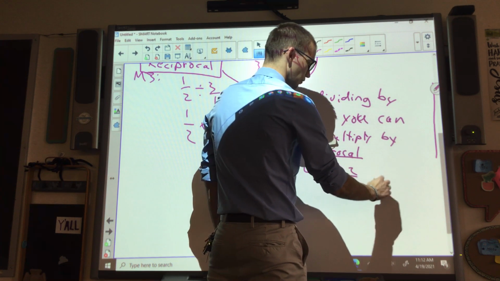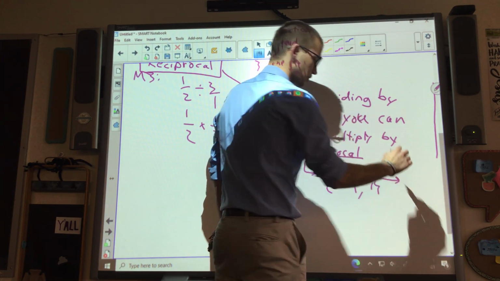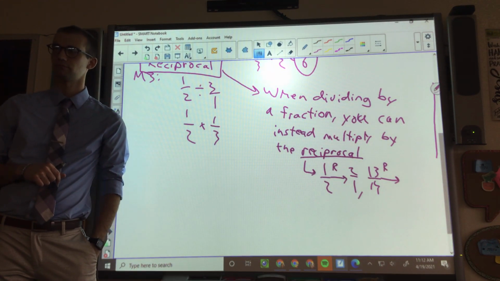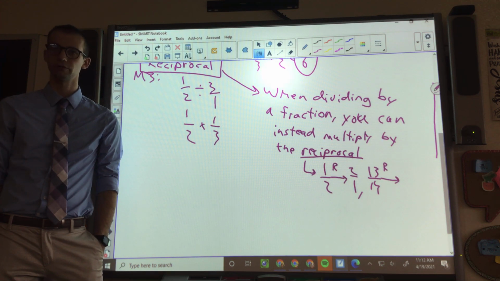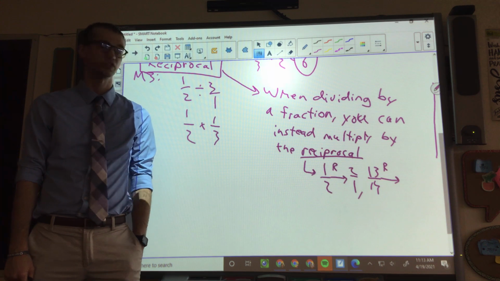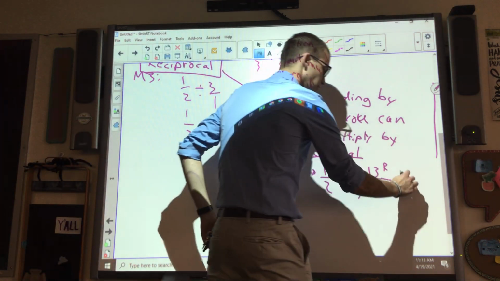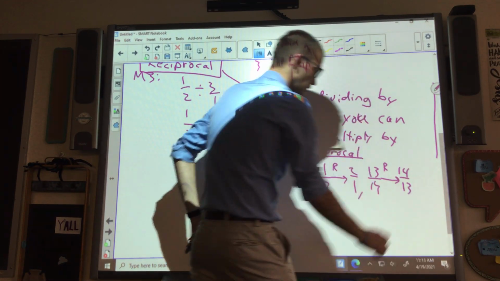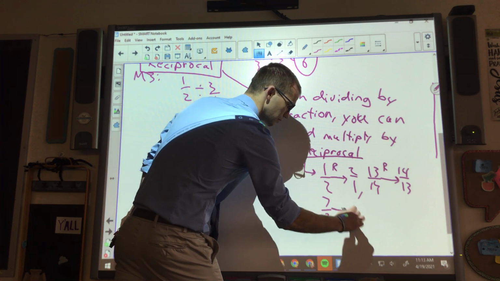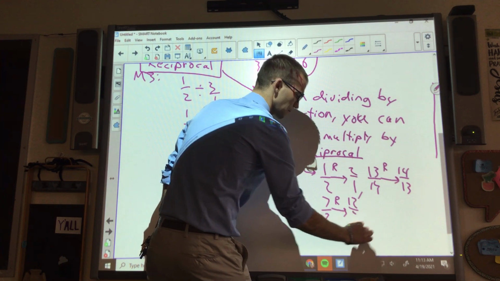If you have 13 over 14, the reciprocal of that is, come on, all of us, everyone at once. Go. 14 over 13. The reciprocal of, I don't know, 7 over 12 is, everyone? 12 over 7.